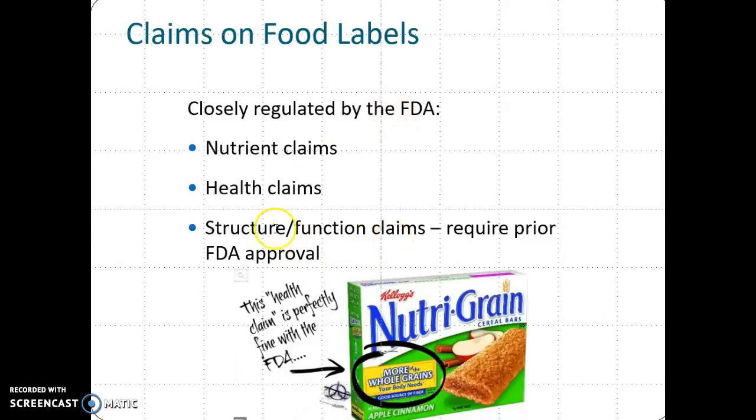The third type of claim is kind of complicated. It's a structure function claim. This is where you would say this product will lower your risk of cancer. That's pretty bold, to be able to say that I can actually lower your risk of cancer by eating this product. Well, those claims have to be proven by independent research. So the company has to do research and actually show that their product will lower the risk of cancer or lower blood pressure. So when you start getting the structure function claims, they are very particular on whether or not you can list those. So you won't see those probably as often.